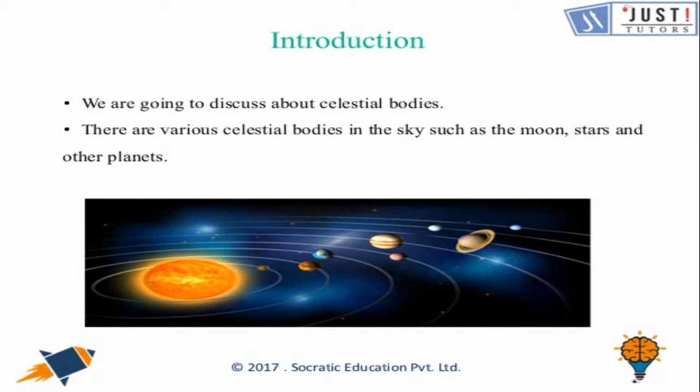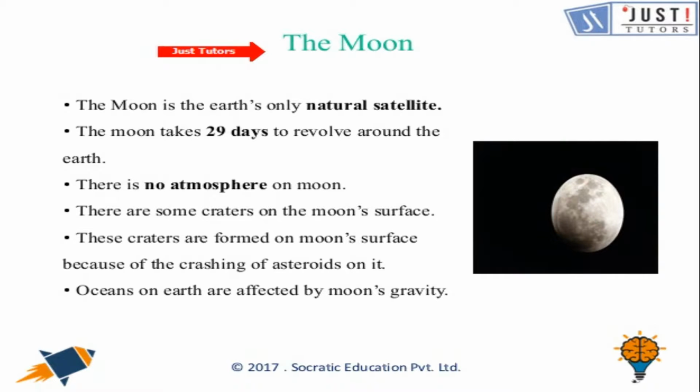Let's move forward towards the next slide and let's talk about the moon. Well, the moon is the Earth's only natural satellite. It takes 29 days to revolve around the Earth. There is no atmosphere on the moon, and there are some craters on the moon's surface. Well, a crater is a very large hole in the ground.